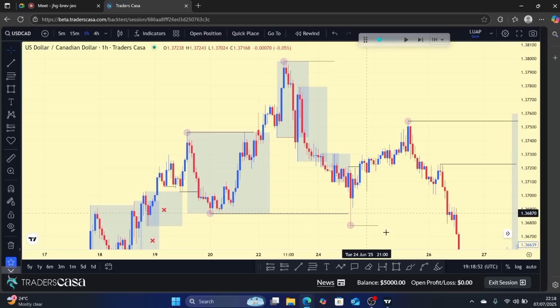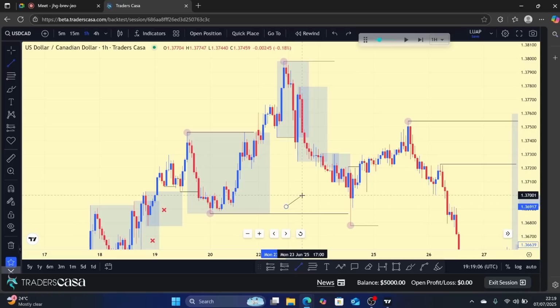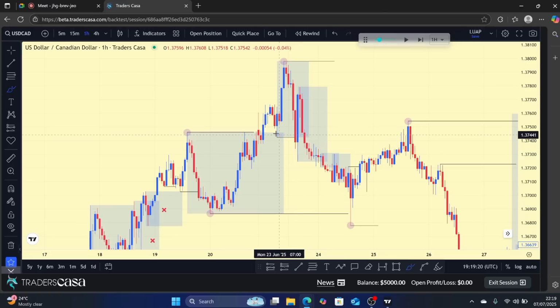And I said a valid mitigation needs to be by a valid pullback. So this means that this mitigation here was not valid because it was by an invalid pullback. And so the valid mitigation was exactly right here. So this here was the valid mitigation, but this one here was not a valid mitigation.